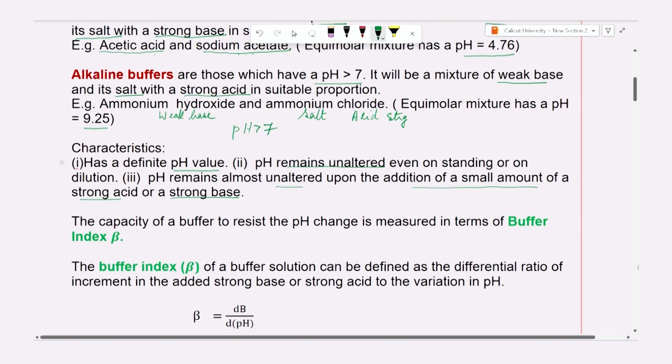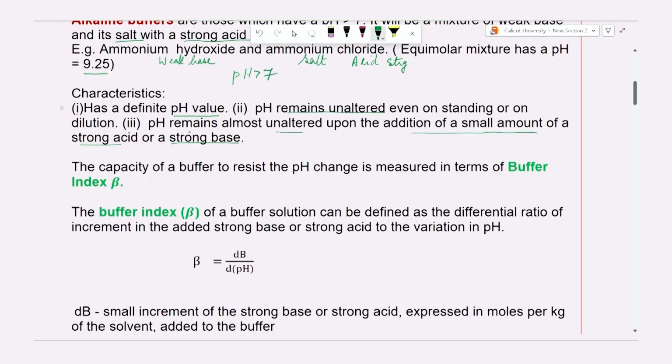Next, we have to find out what is the capacity of a buffer. The capacity of a buffer, like how far it can resist the pH change, is measured by a factor known as buffer index, denoted by the letter beta.